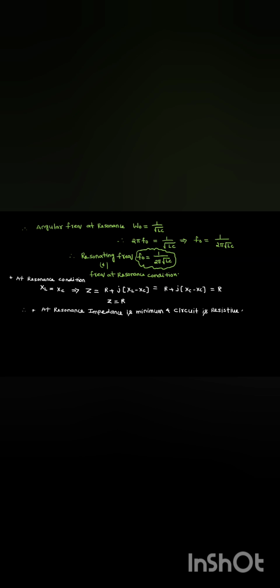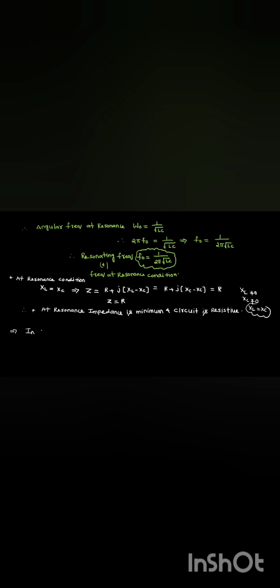But don't think XL is 0 or XC is 0. XL is present, XC is also present. At resonance condition, XL not equal to 0, XC not equal to 0, but XL equal to XC. That is at resonance condition. Then impedance is minimum and circuit is resistive. This is one observation.